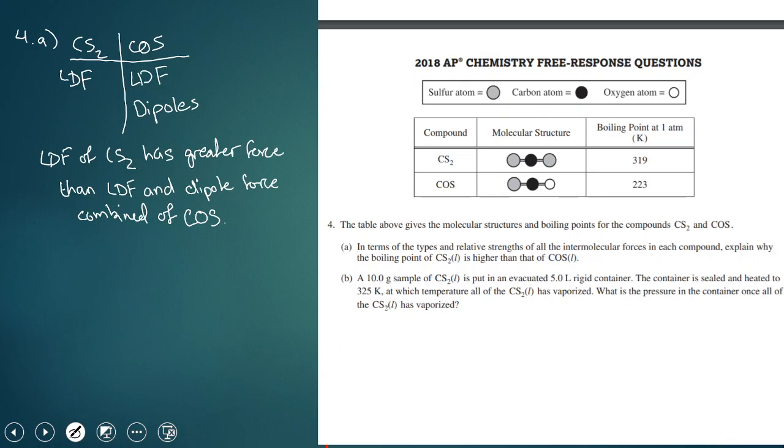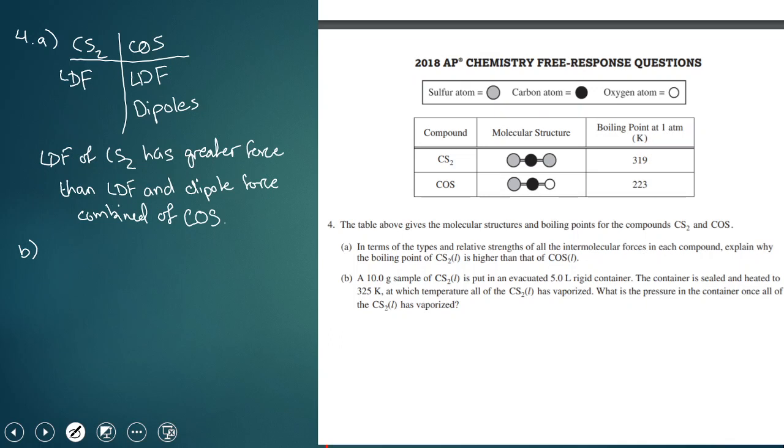And the reason why is because the number of electrons plays a huge role in the strength of the London dispersion forces. And in this case, as well as in many other cases, we often see that if you consider the number of electrons in CS2, it's quite a lot greater than COS, to the point where the dipoles actually don't matter in comparison to the strength of the London dispersion forces in CS2. That's why there's such a big gap, because the number of electrons is significantly different. Alright, so that was part A, a conceptual question.